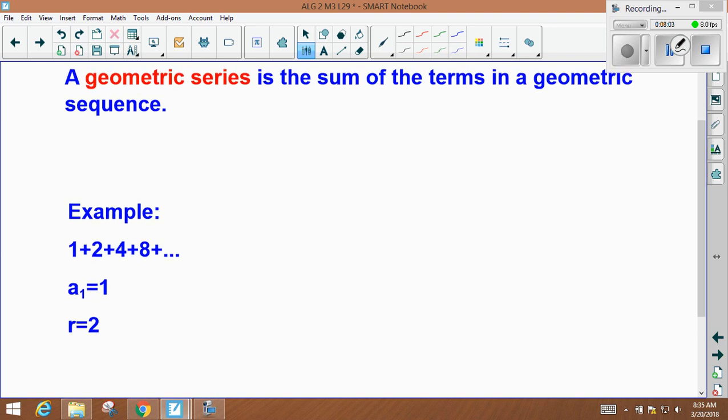We can see, and you can figure out, just like with a geometric sequence, with a series, if you needed to figure out what r was, it is still going to be a sub n divided by a sub n minus 1, right? So in this case, if we had 8 divided by 4, it equals 2. That checks out, right? A sub 1 is always the first term in our sequence.